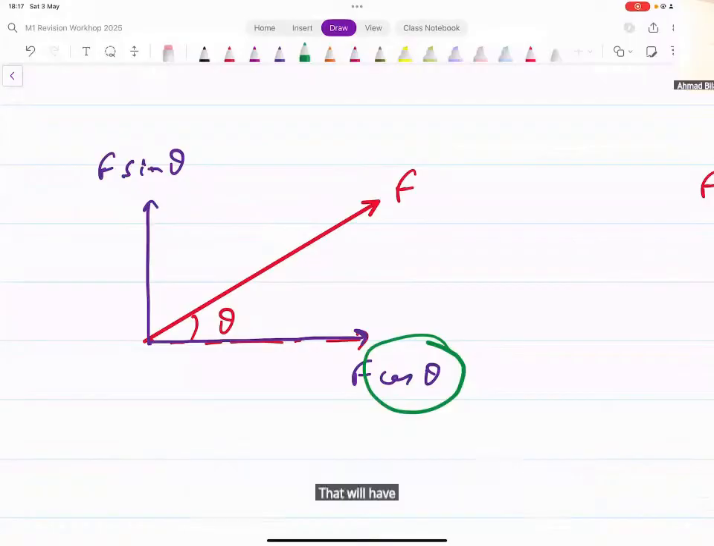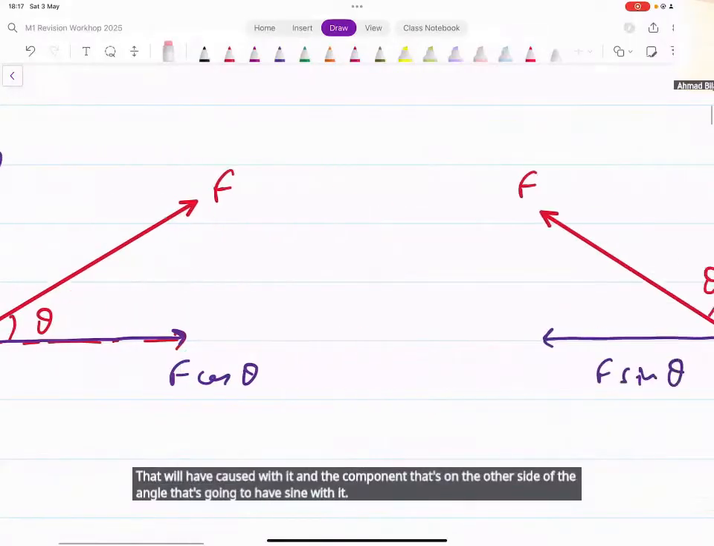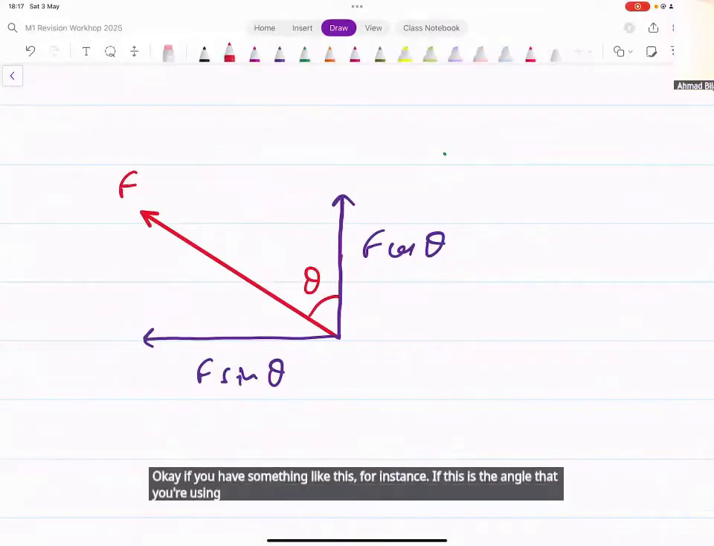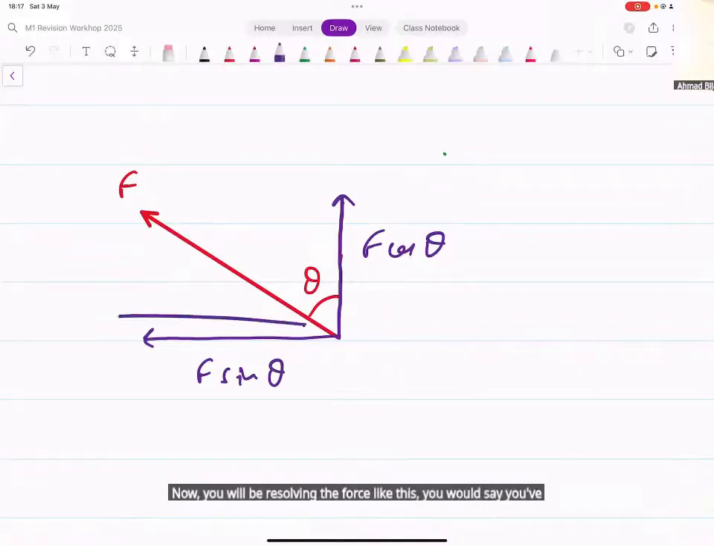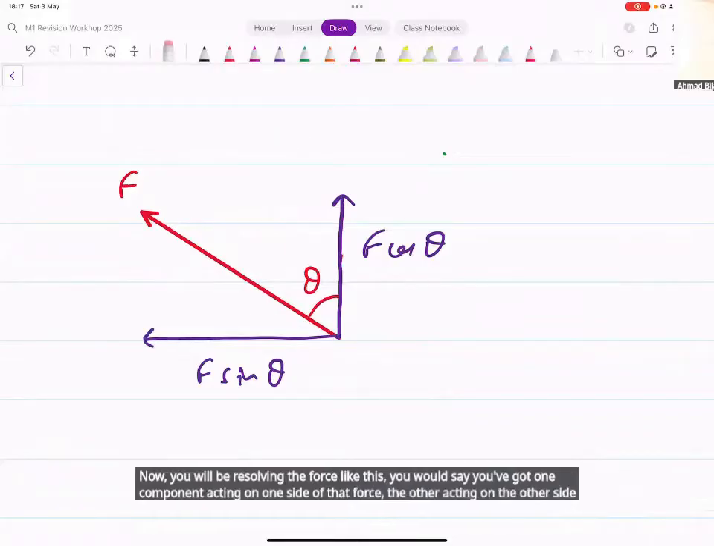And the component that's on the other side of the angle, that's going to have sine with it. Okay. If you have something like this, for instance, if this is the angle that you're using, you would say the force is acting in this direction. Now, you will be resolving the force like this. You would say you've got one component acting on one side of that force, the other acting on the other side of the force, such that they're at 90 degrees with each other.